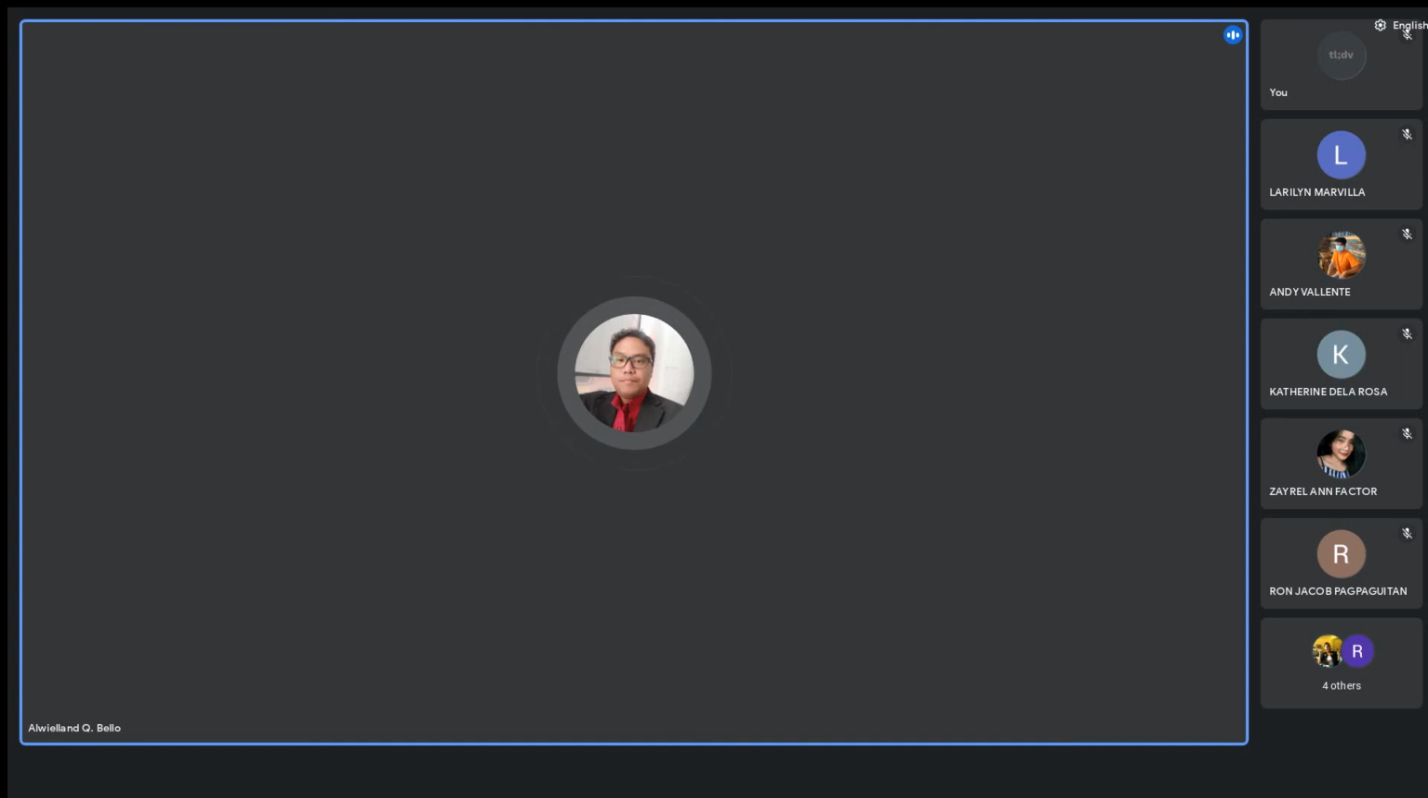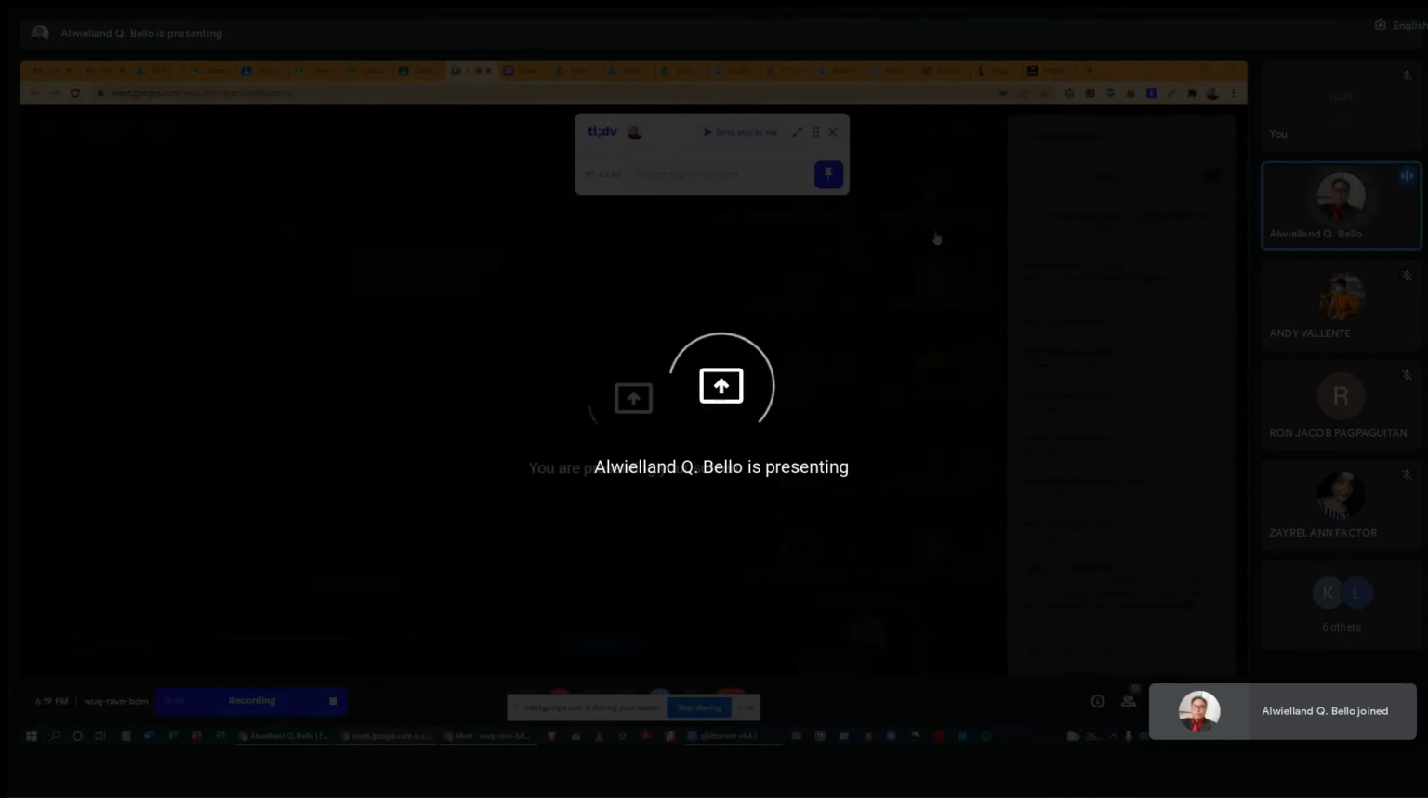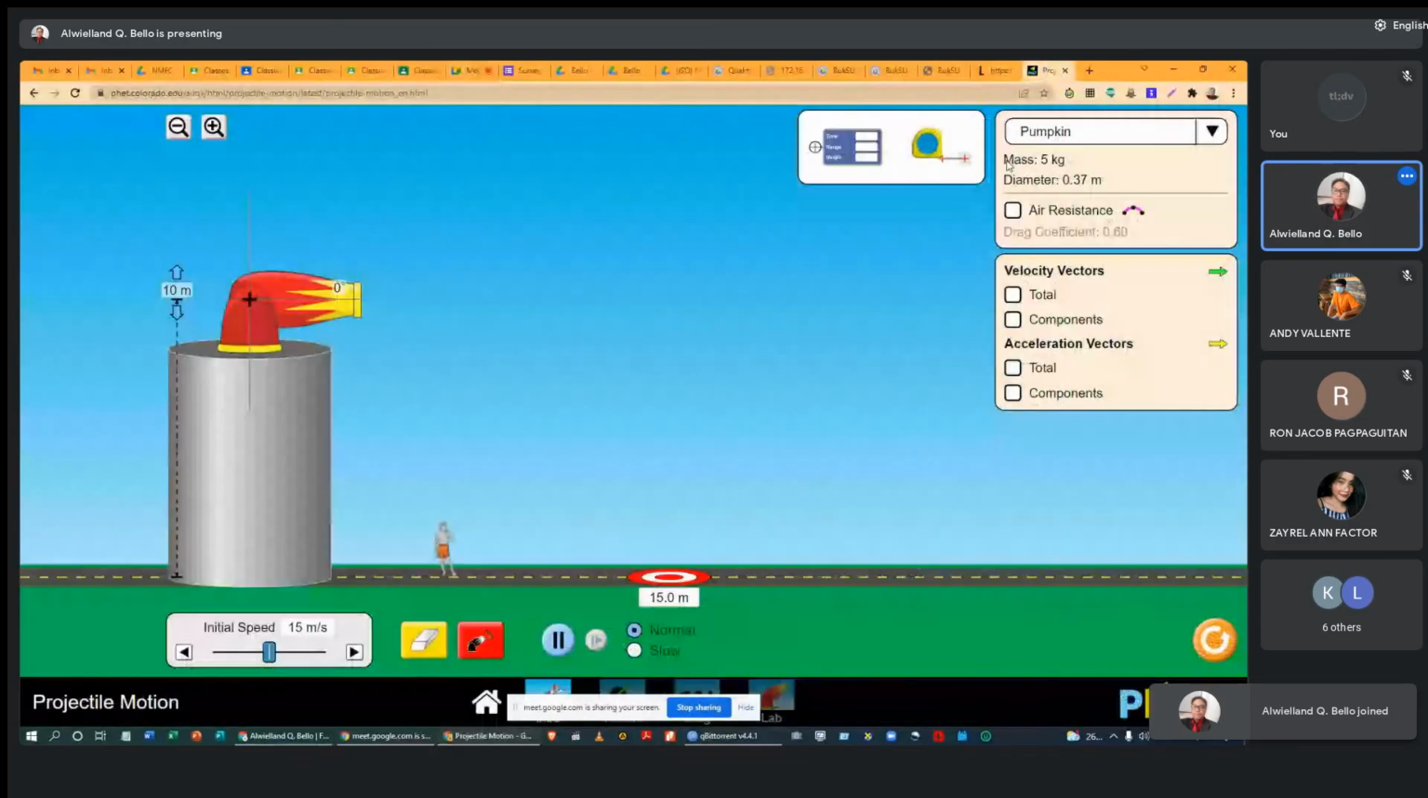So there is an activity for you to perform individually. This is just a sample, because later on you're going to design your own laboratory activity, but it will still be virtual, with the use of PhET. So here it is. Last time I shared something with you, and now I will share a short sample because you're going to perform this one.